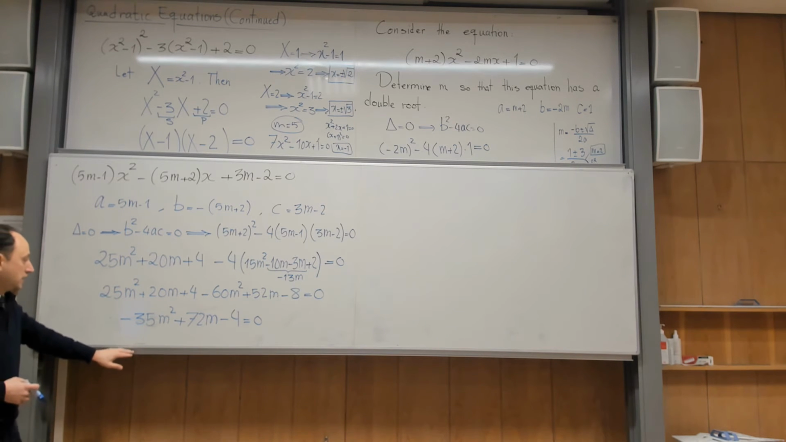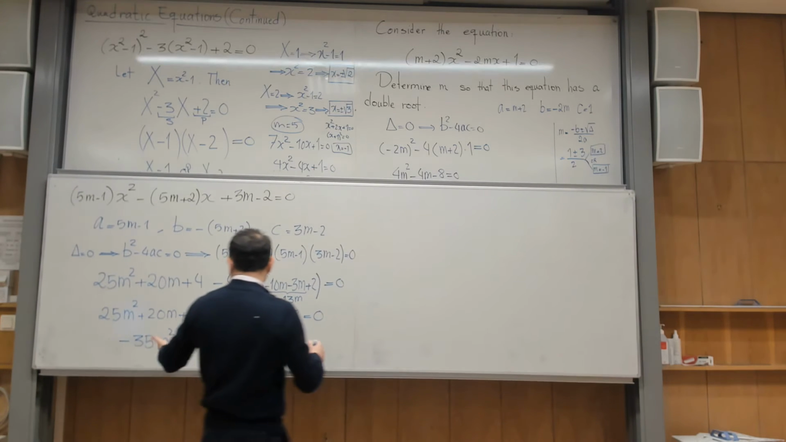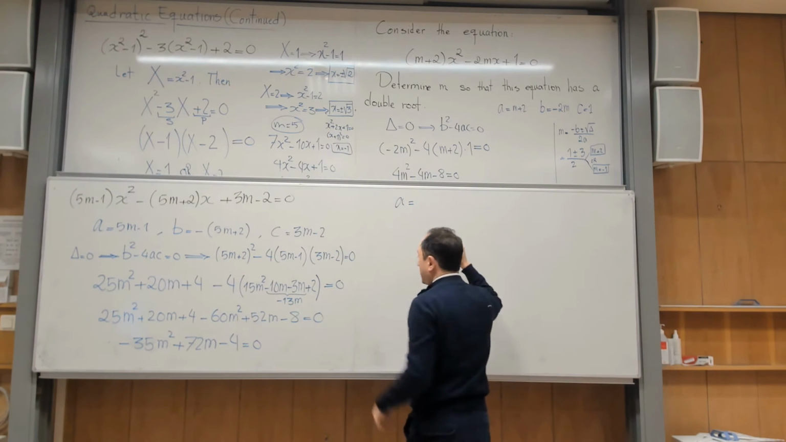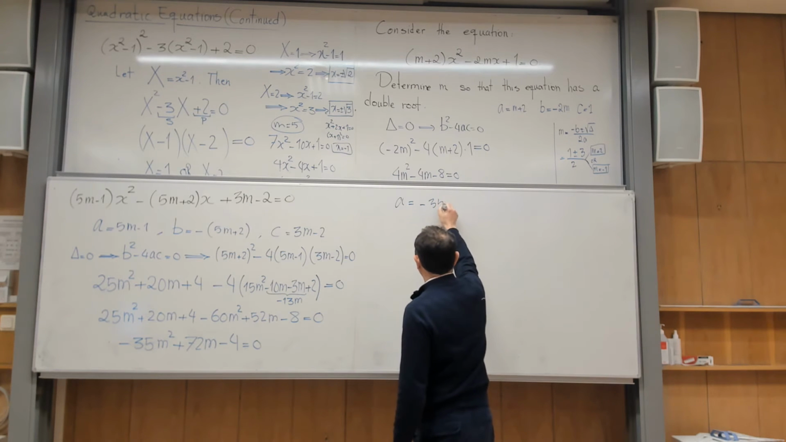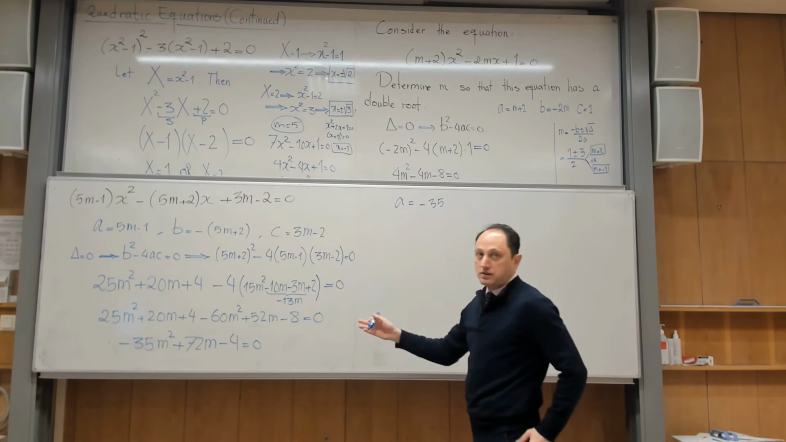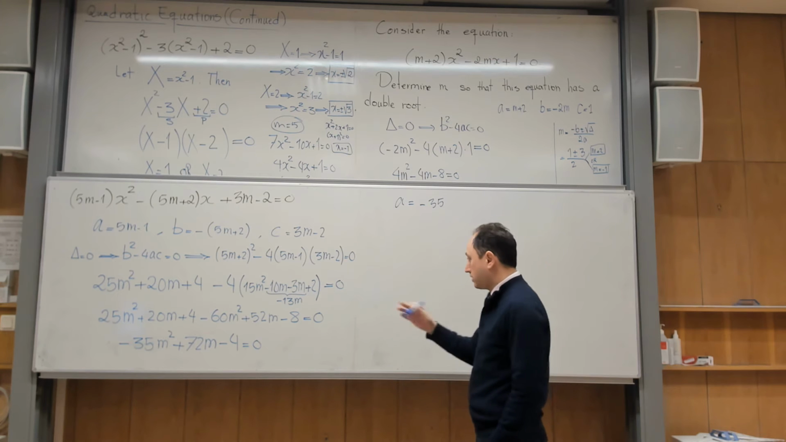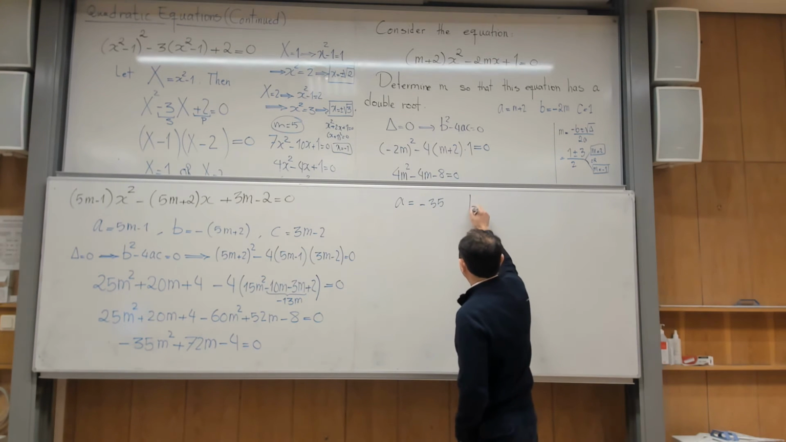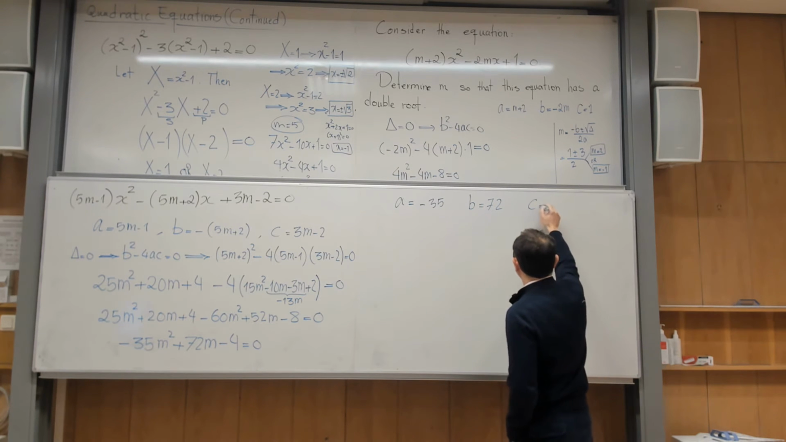So how can I do that? I have to understand another A, B, and C in this problem, but here the unknown is m. So A is minus 35. By the way, Ali, did you get the same equation? Yes. Okay, so I just want to make sure that I have no mistakes by checking it. So B is 72 and C is negative 4.